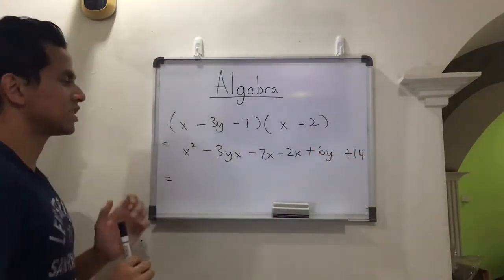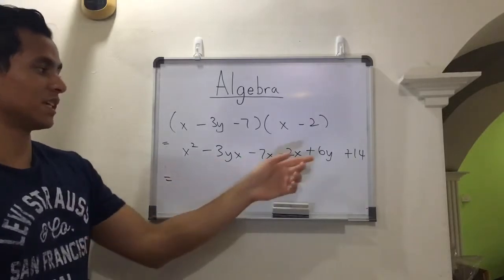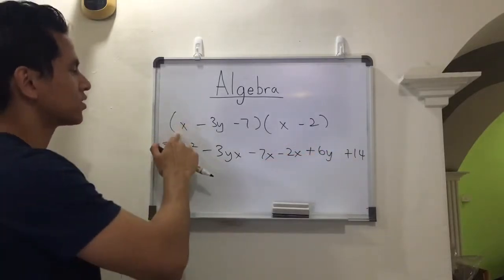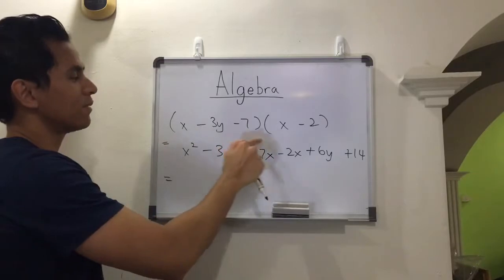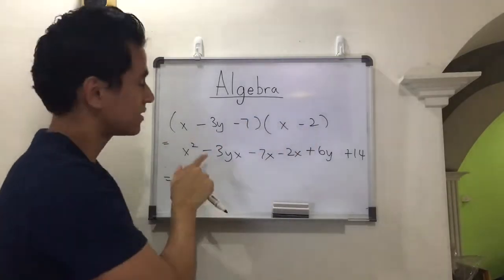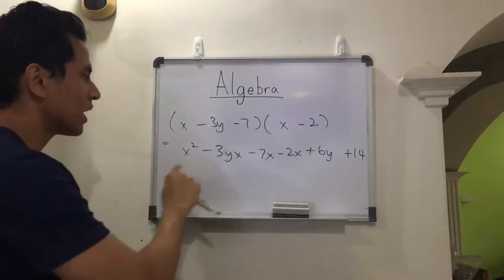Now look, let's check. Do we have 6 terms here? Yes, we do. We have 6 terms, and this is correct, because 3 terms in the bracket times 2 terms in the bracket gives us 6 terms. So we are on the right track.